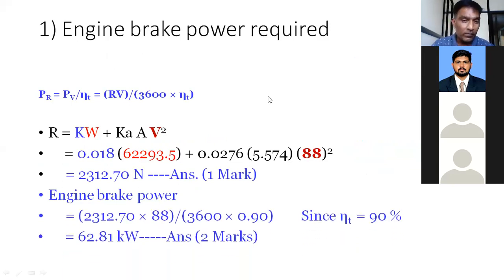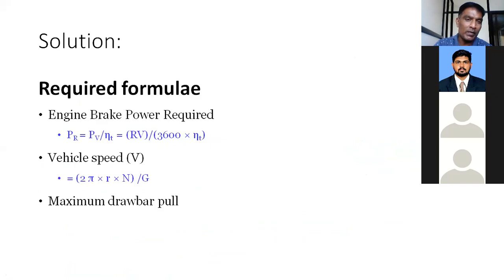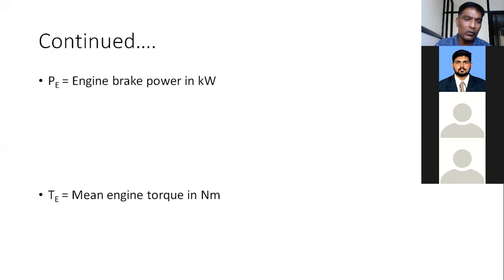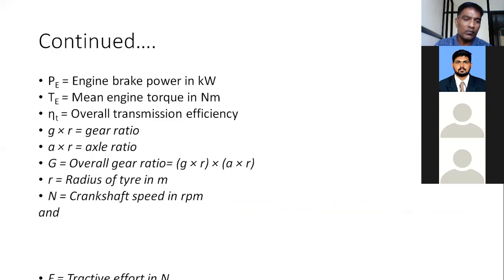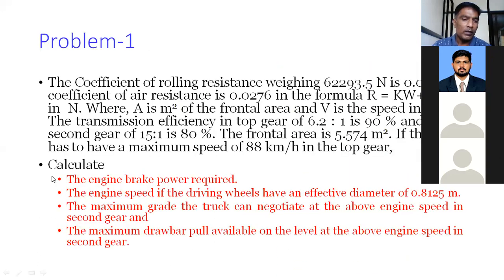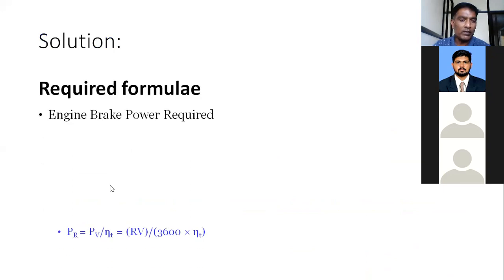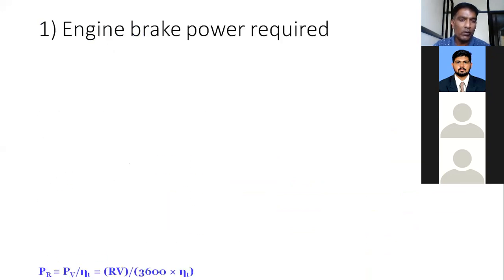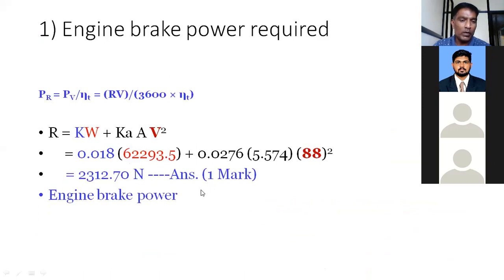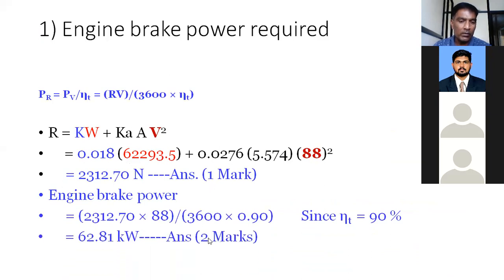Okay. Then for this engine brake power, how many bits have they asked? 4. So in the statement they have given 4 parameters that we need to find out. So first one, second one, third one, and fourth one. For the first, 3 marks will be allotted: we get 1 mark for calculating the resistance and 2 marks for calculating this engine brake power.